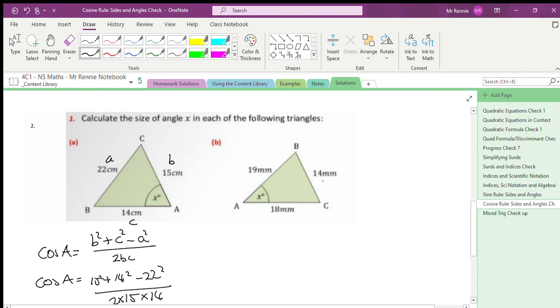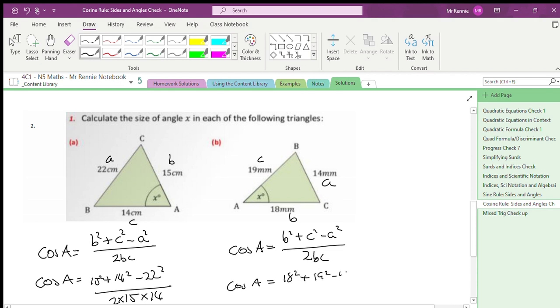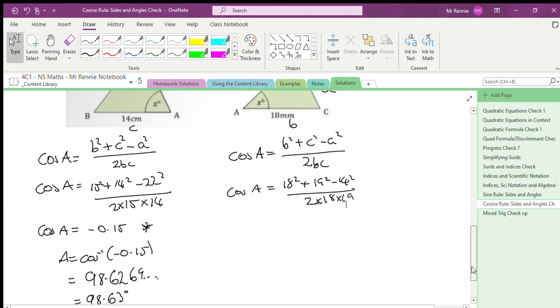Okay, so again, label a triangle. Always do that. Again, we want to find the angle A, so we don't need to rewrite our formula using different letters or rearranged. We can just go straight for it. So this time cos A equals 18 squared plus 19 squared minus 14 squared, all divided by 2 times 18 times 19.